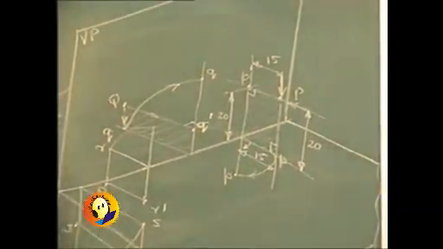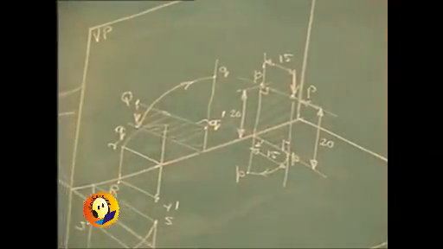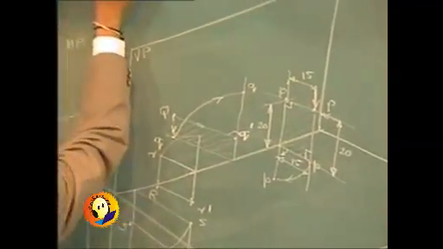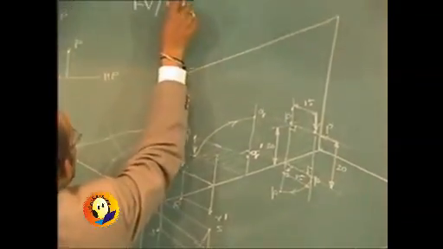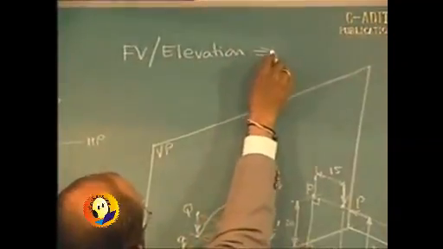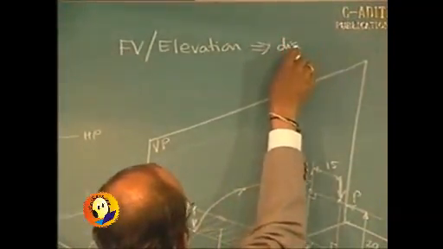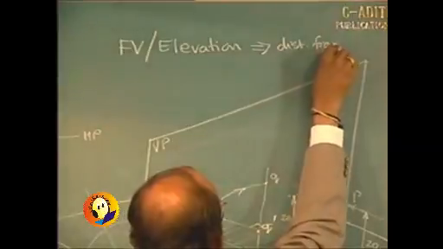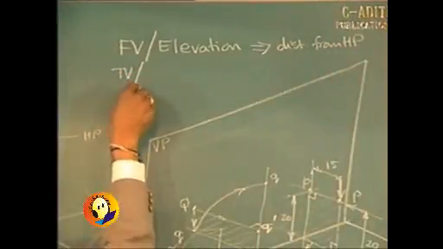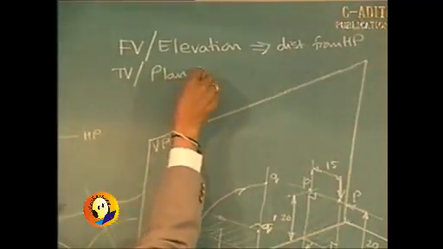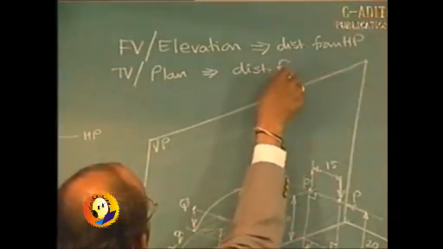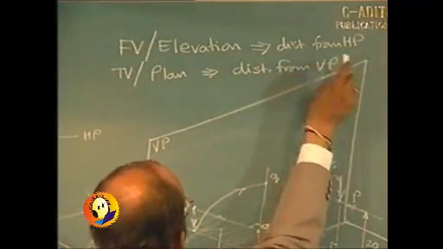The same thing will hold good in all the cases, and so we can say that the front view, which is also called the elevation, will show us distances from HP, whereas the top view, also called the plan, will show us distances from the vertical plane.